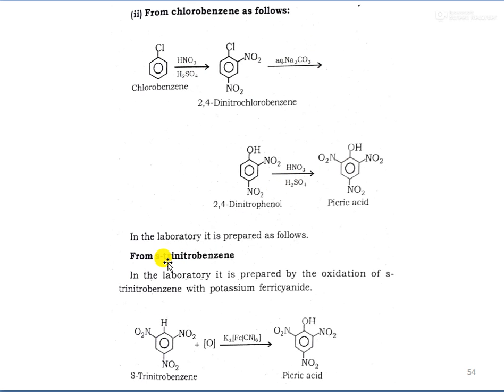Then from trinitrobenzene also you can get picric acid. So here this compound is trinitrobenzene. There are only three NO2 groups, and this is not OH, this is only a hydrogen here. So in the laboratory, picric acid can be prepared by the oxidation of this compound with potassium ferricyanide. It's a very good oxidizing agent. So this will give the picric acid.